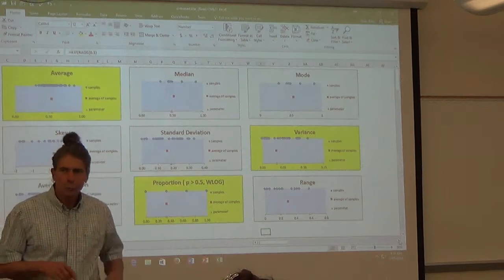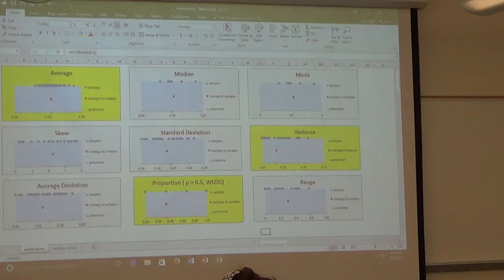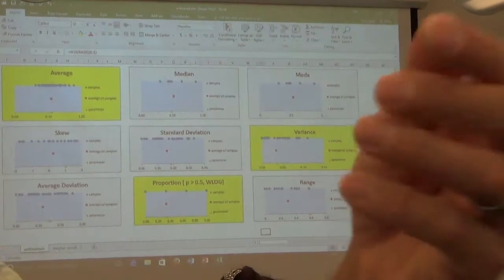Okay? Now, I want you to now think about that little red square that's under the blue dots. What does the legend say that little red square is? Yes.